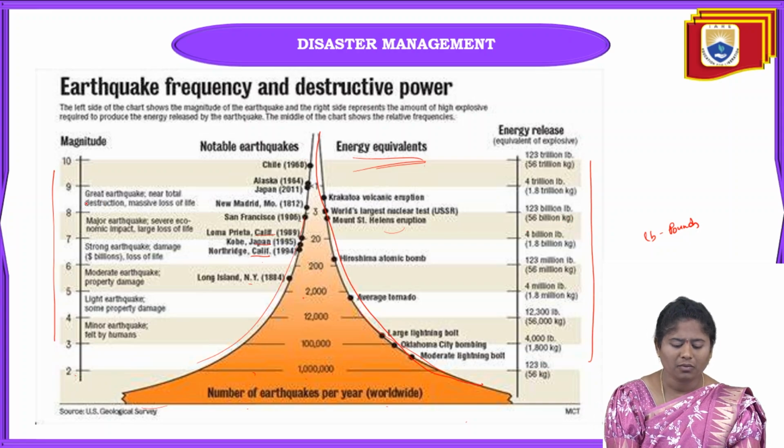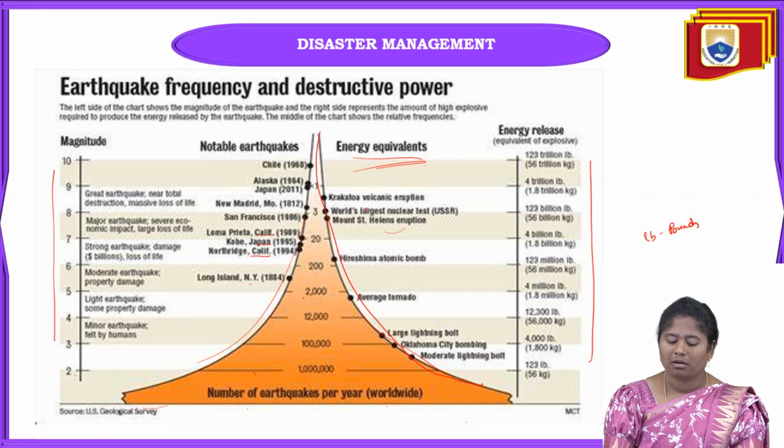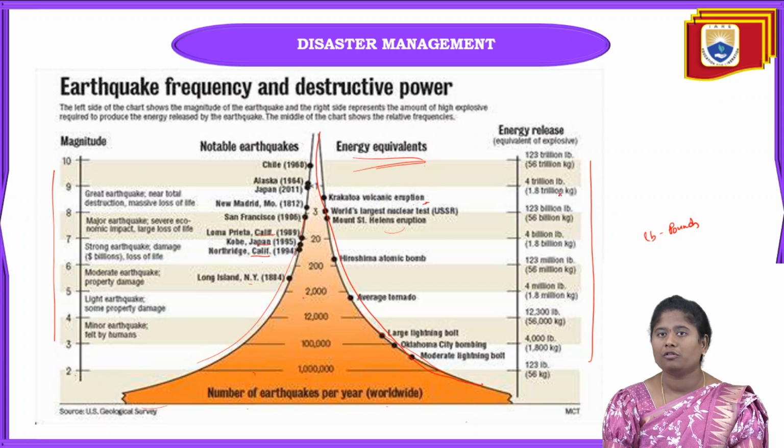And 8 to 9 magnitude is the very great earthquake. There will be total destruction and massive loss of life in that area, and that happened in Japan and Alaska, which is equivalent to the Krakatoa volcanic eruption. Almost 4 trillion pounds of energy was released.